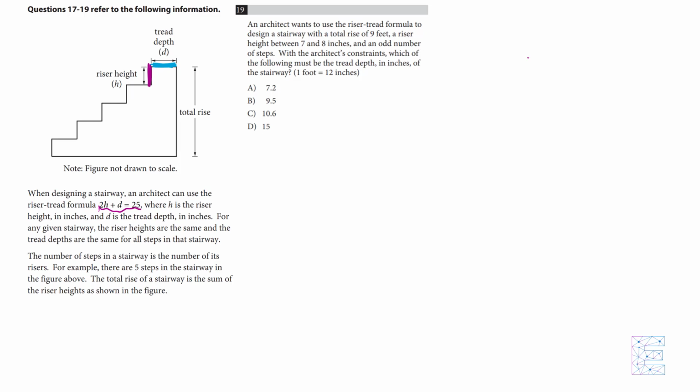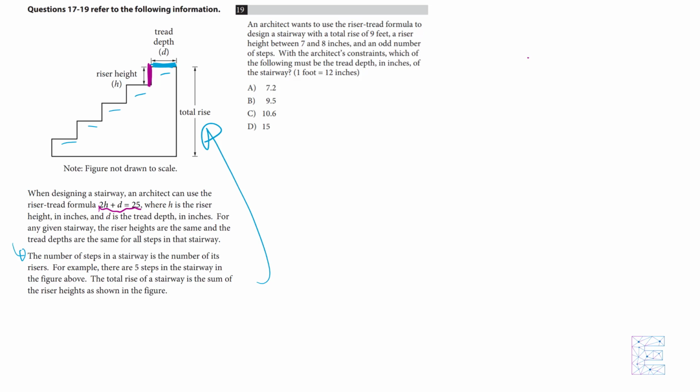Now, it says the riser heights are the same and the tread depths are the same for all steps in that stairway. So let's read further. The number of steps in a stairway is the number of its risers. For example, there are 5 steps in the stairway in the figure above. 1, 2, 3, 4, 5 steps.